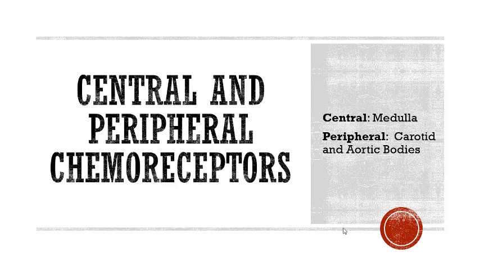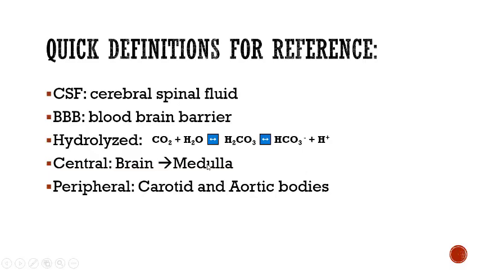So we're going to talk about central and peripheral chemoreceptors. Your central chemoreceptors are located in your medulla. Your peripheral are located in your carotid and aortic bodies. So those are the major arteries coming off of the heart. This is your oxygenated blood that's going out to your body, and these receptors are there measuring things, essentially, okay?